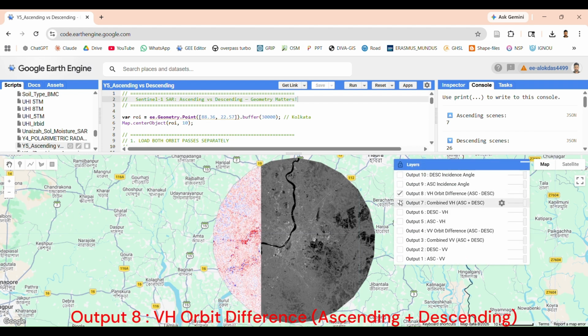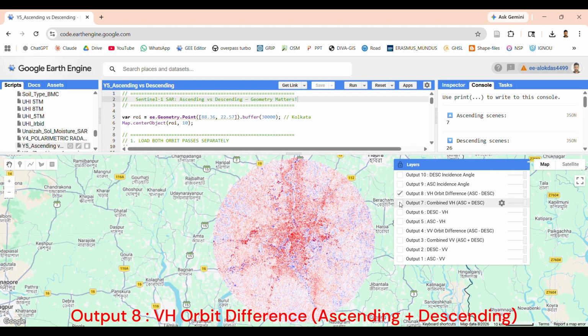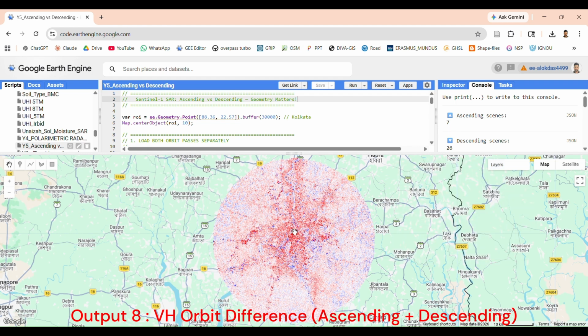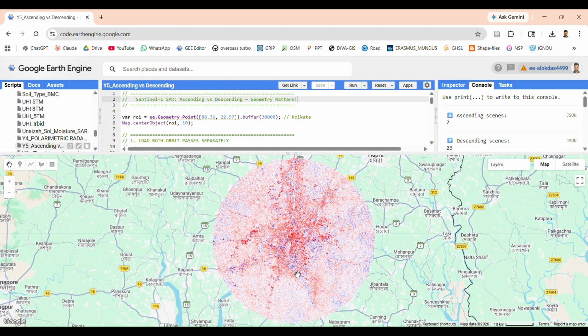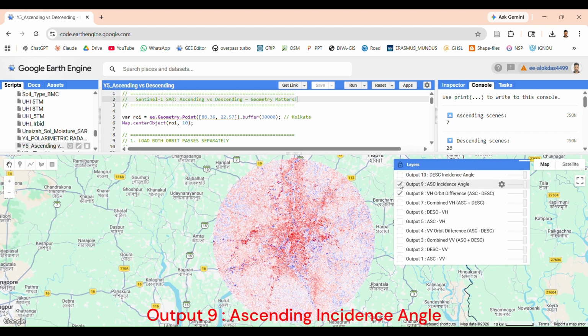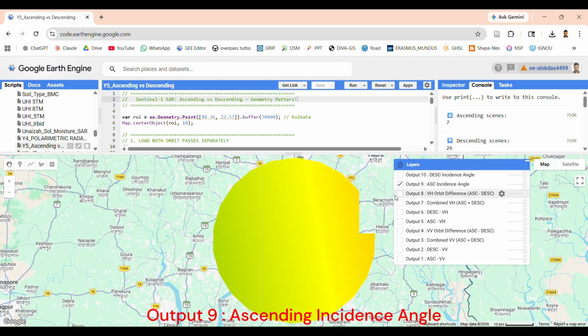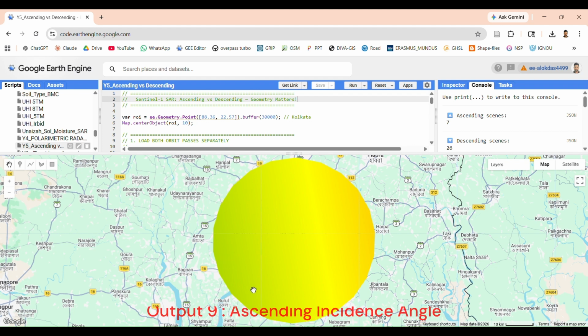Then in output 8, VH orbit difference. Red means ascending is stronger, blue means descending is stronger, and white means both are similar. This mainly reflects differences in vegetation structure and scattering behavior. Now coming to output 9, ascending incidence angle. Here, green represents low incidence angle, yellow represents medium, and red represents high angle.